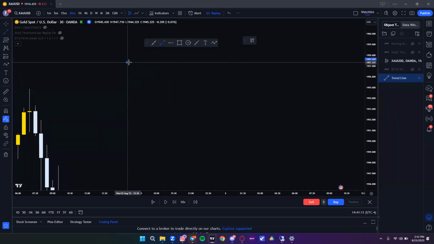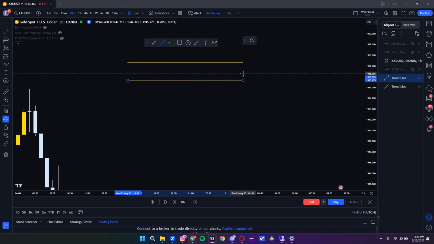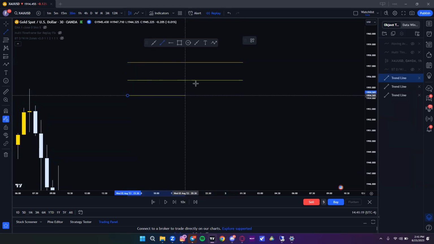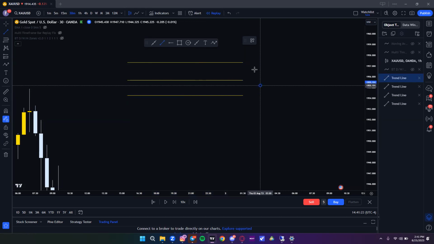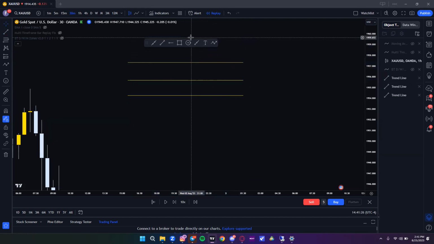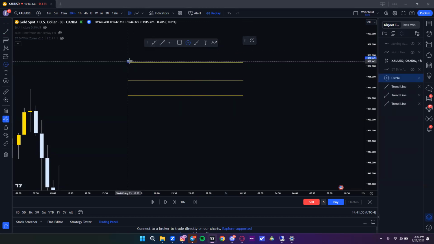So the first example that I want to show you is just the general relativity of what makes a trend line valid or not.